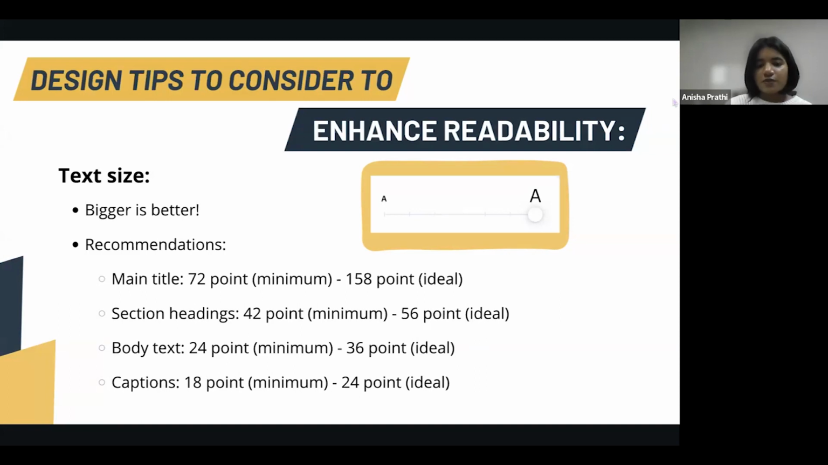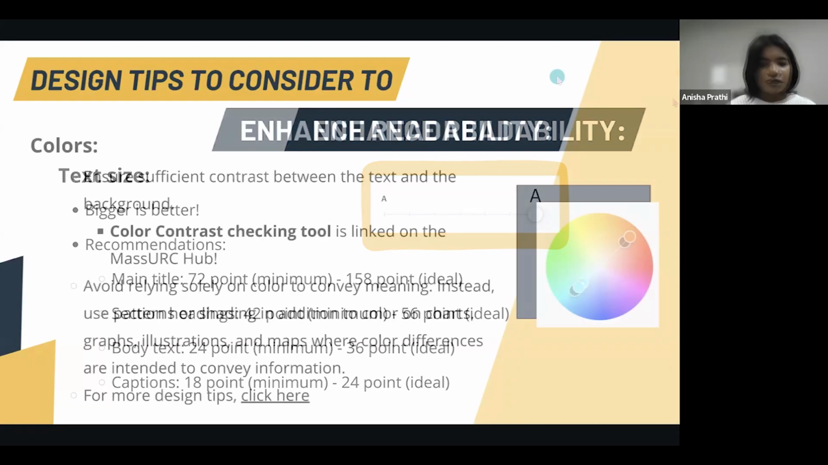And here are some recommendations for font sizes. Again, these slides are already up on the website, so this presentation is going to be a good reference for when you're making your poster. We recommend a 72-point minimum for the main title, 42-point minimum for the section headings, 24-point minimum for the body text, and 18-point minimum for captions.